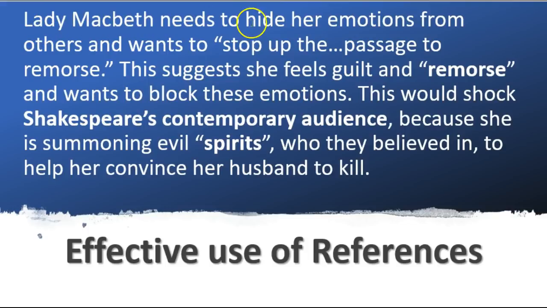Lady Macbeth needs to hide her emotions from others and wants to stop up the passage to remorse. This suggests she feels guilt and remorse and wants to block these emotions. This would shock Shakespeare's contemporary audience because she is summoning evil spirits who they believe in to help her convince her husband to kill. So this is what the examiner would call effective use of references.